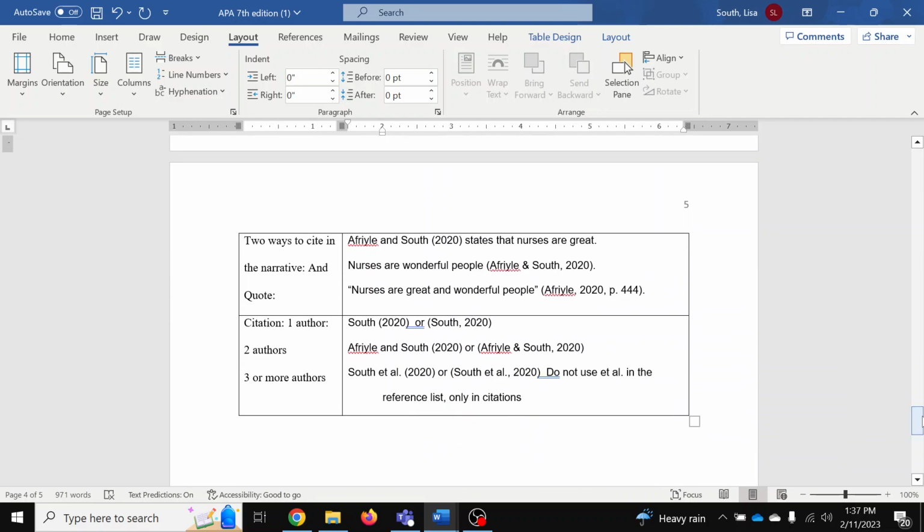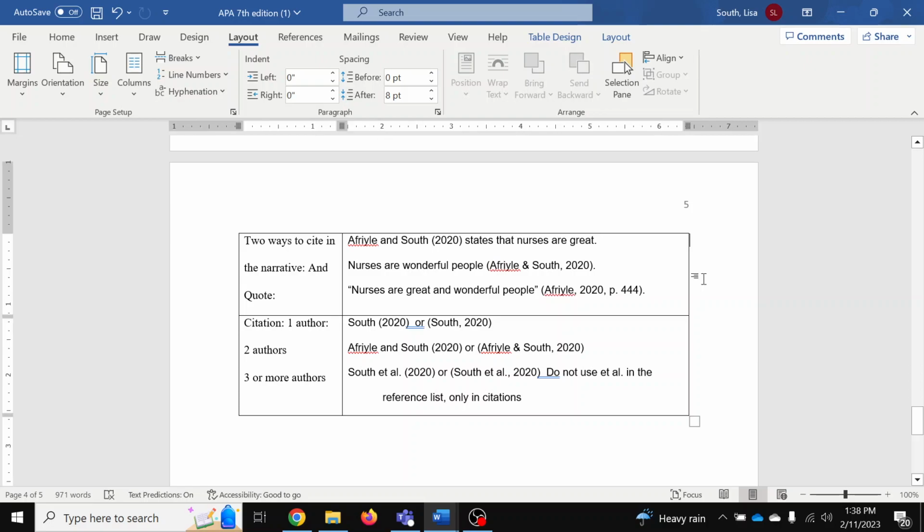You just get that in your head and you just know. Author. See, this one is showing you how to cite in the narrative. So if I want to cite a Friel and South, and I'm going to put it in parentheses, then I can use a little and sign there. It doesn't have to be English, you see. If I'm going to use the author's names in the sentence, I have to spell out and. Friel and South state that nurses are great. Okay, and I've got to put the date there. On the other hand, I could say nurses are great, and then in parentheses, Friel and South 2020.